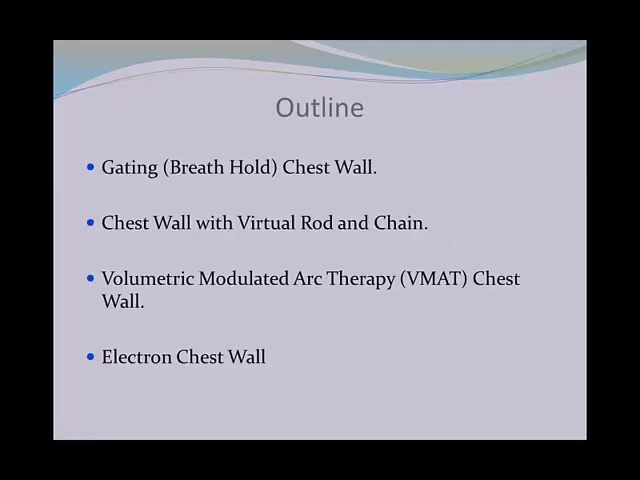Okay, got it. Today I want to talk to you about the chest wall cases, but the focus is really on the special techniques involved with these cases. One is using breath hold for chest wall, and then the virtual rod and chain. This is something that one of my co-workers came up with for patients that need rod and chains but were not simulated with the actual metal rod and chains. Now I want to talk to you about using volumetric modulated arc therapy for chest wall. And last, I want to talk about electron chest wall.